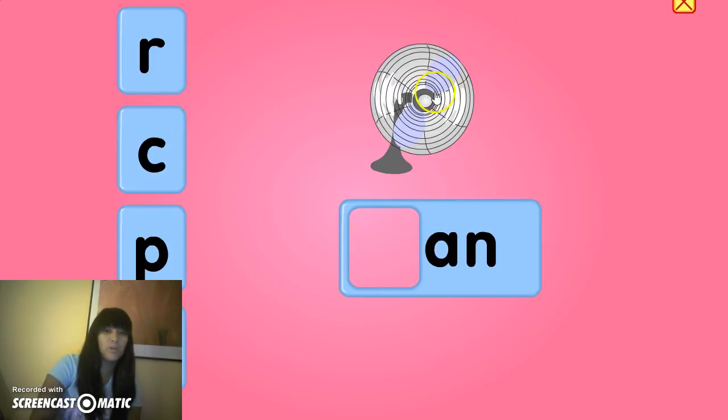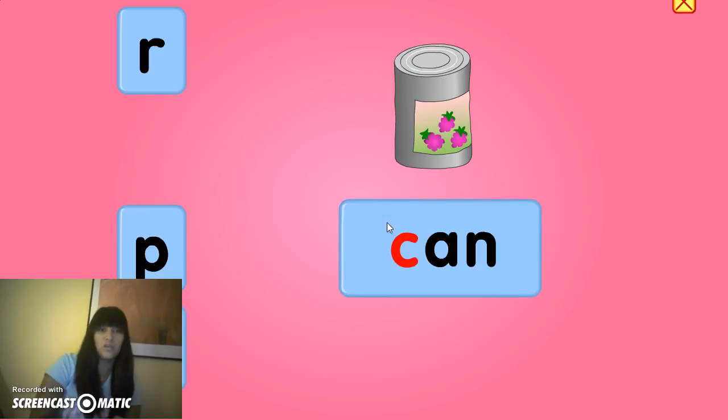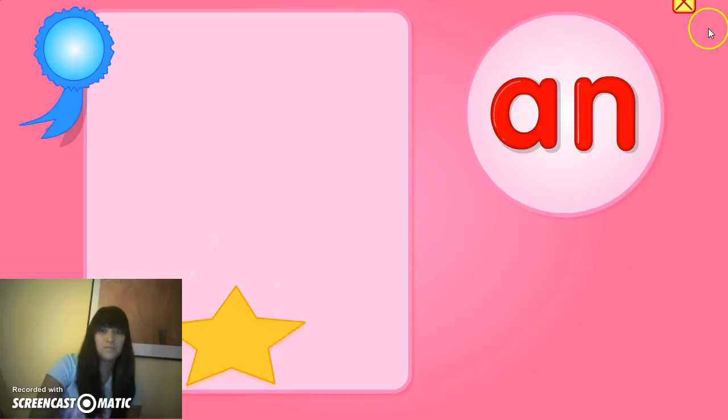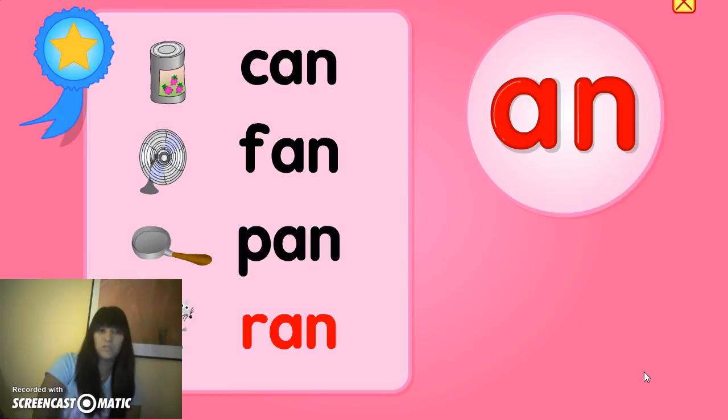If you still don't remember what the picture is, you can click on it and it will repeat the picture for you. And so on. You continue with the game. And then they do a review of all the words that you know from the game that you have just played.